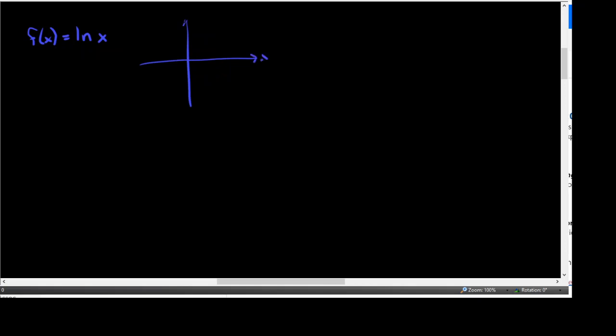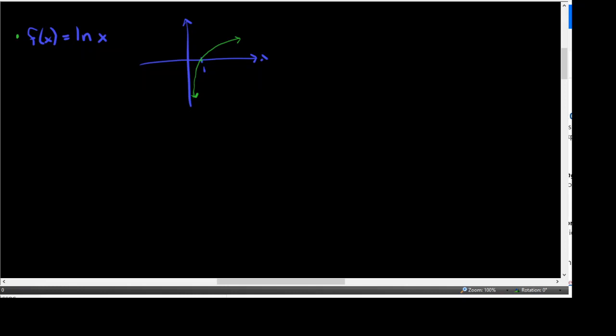is always increasing and concave down, and that's 1. And the graph looks like this. Passes through the x-axis at 1, is asymptotic to the negative y-axis. It's always increasing and concave down. Looks like that. Okay.